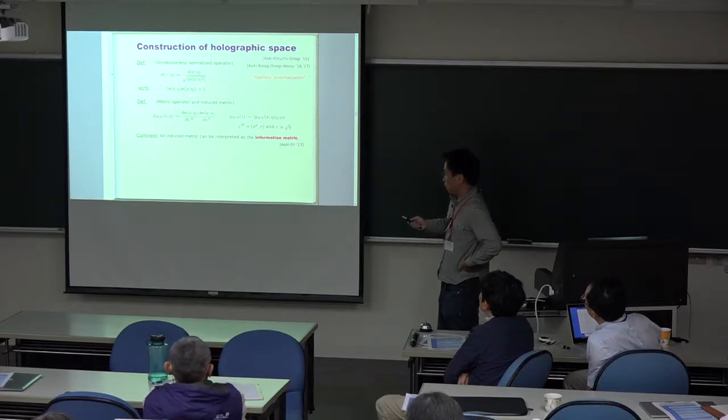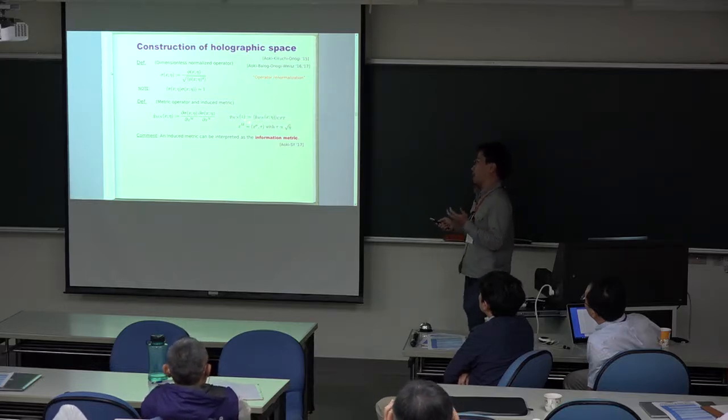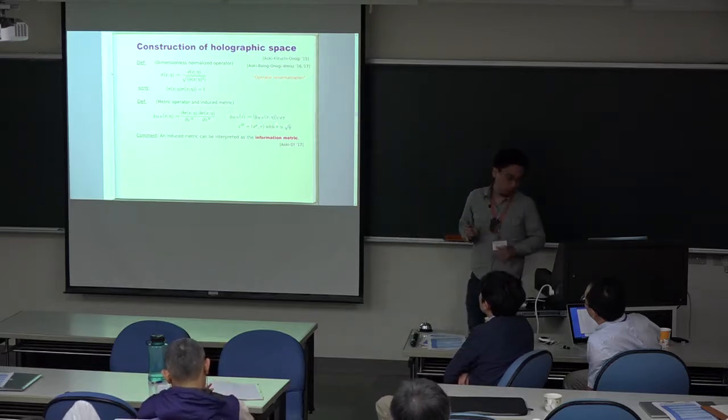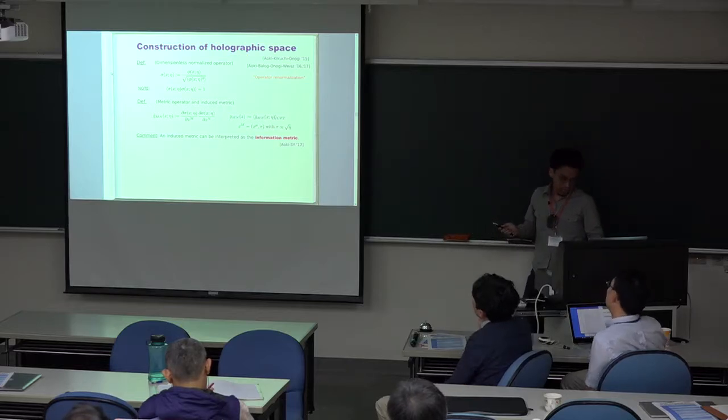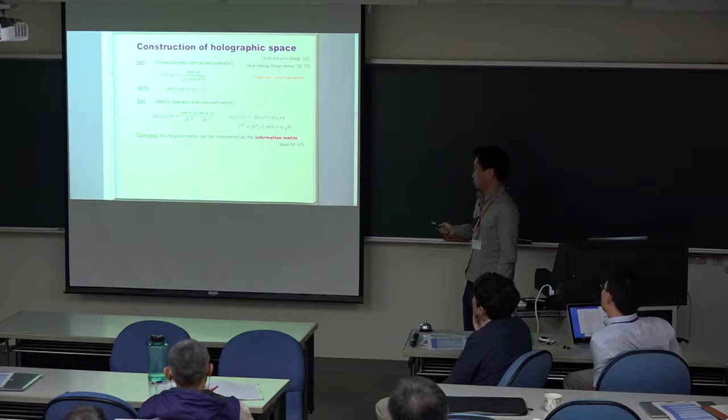And by using this normalized operator, I define a so-called metric operator, this one. And taking the expectation value of this metric operator, some metric is obtained. I want to identify this as some metric in the holographic space. And this metric is actually interpreted as an information metric.